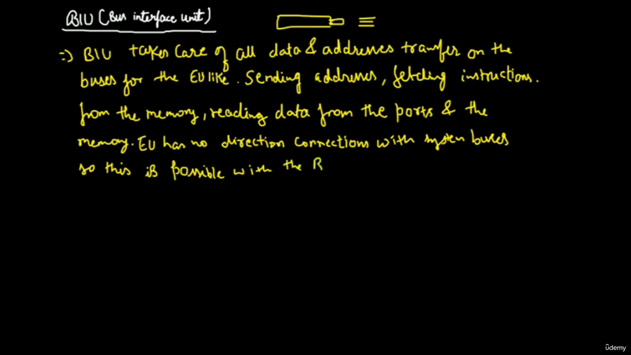With the BIU. That's it. We are done now. Well, just for difference sake, let me also tell you that EU and BIU are connected by internal buses. Surely they have to get connected some way, right? Otherwise, how are they going to communicate? So there are internal buses that connect the BIU and EU.